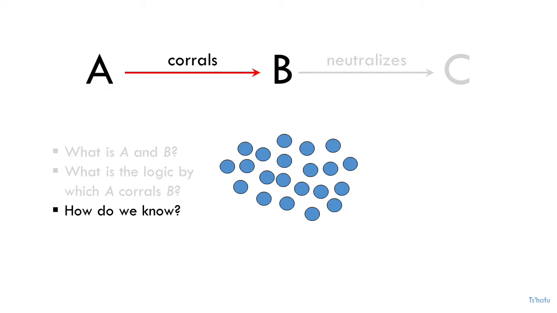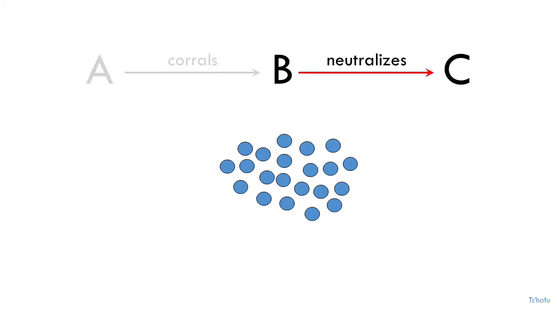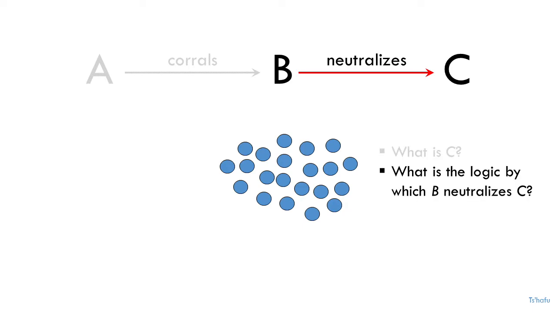Now, the same thing we can do for B neutralizing C. We'll ask the same thing here. What is C? We want to again understand here, what is this object? If you think about what we're saying, that at one time it's able to do something, and other times it's not, we want to understand what that is. What is C? Secondly, we want to ask, well, what is the logic by which B neutralizes C?